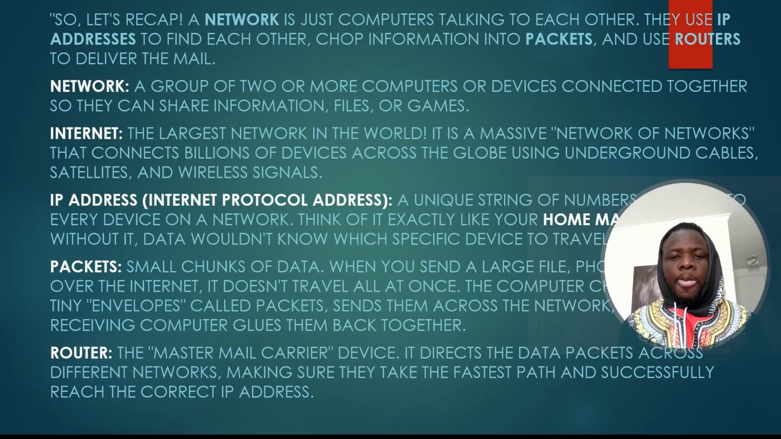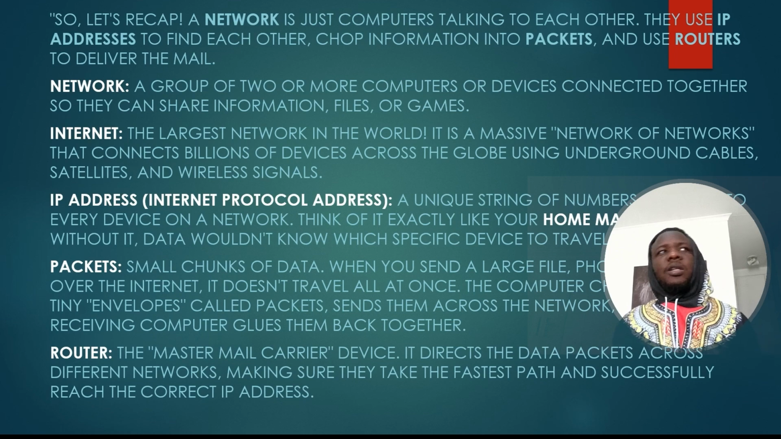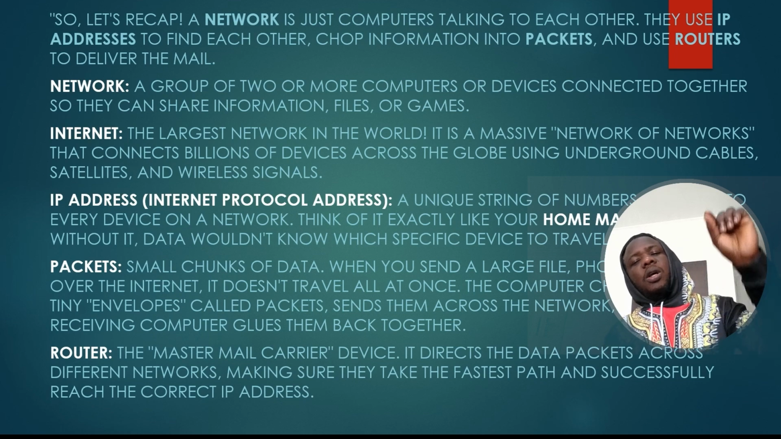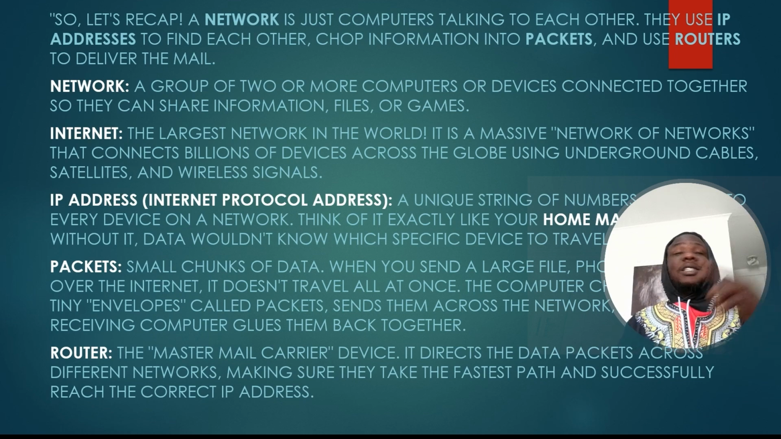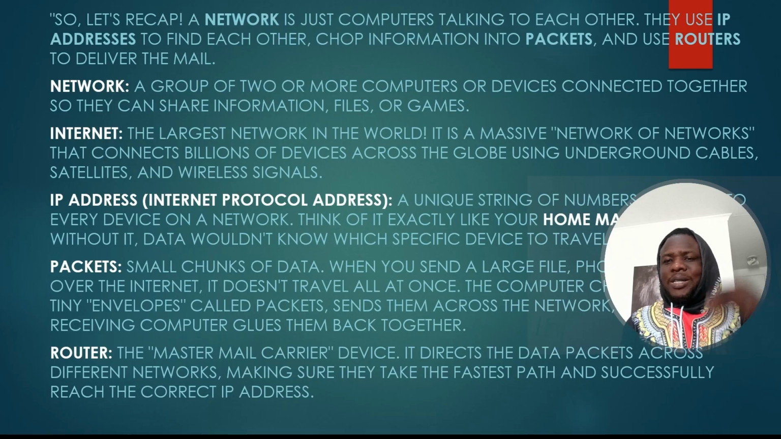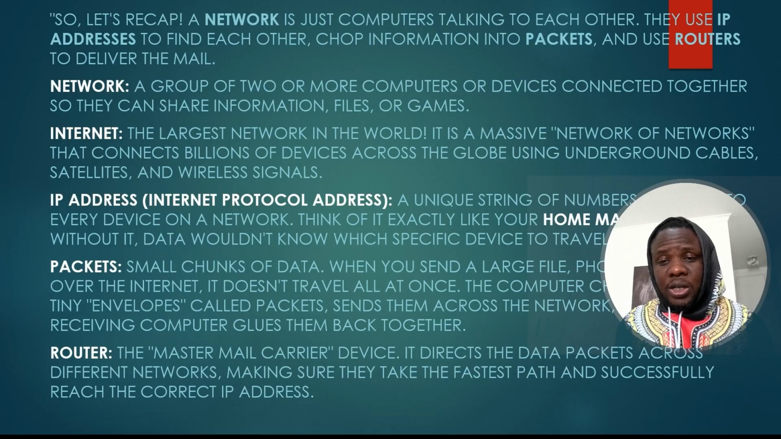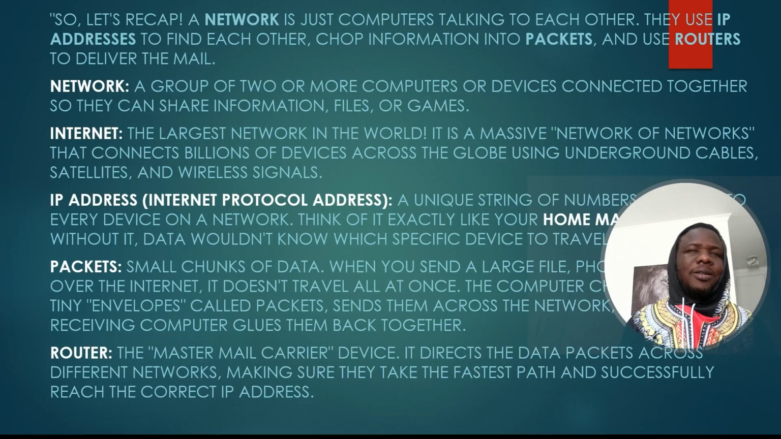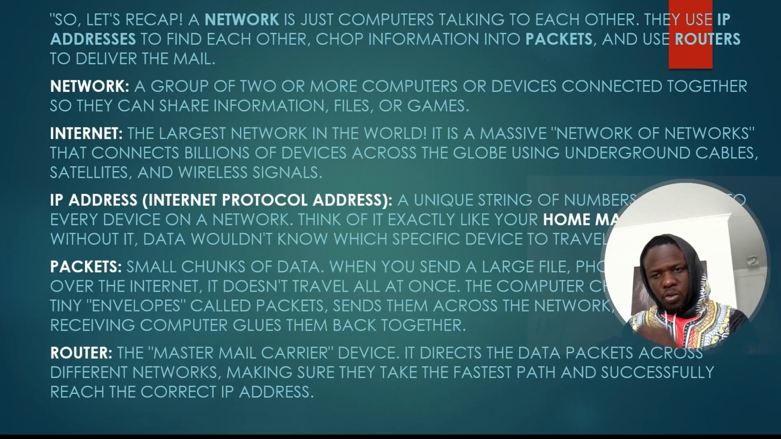The router, the master mail carrier, the device. In this scenario, we call the post office a router. It's the one sending. There's a router in South Africa. There's another router in the US. There's a router in your home. There's another router in another person's home. So before you can get access to internet, you need a router somewhere. That's why in networking they say for every wireless there's always a wired. So the router is one of them.